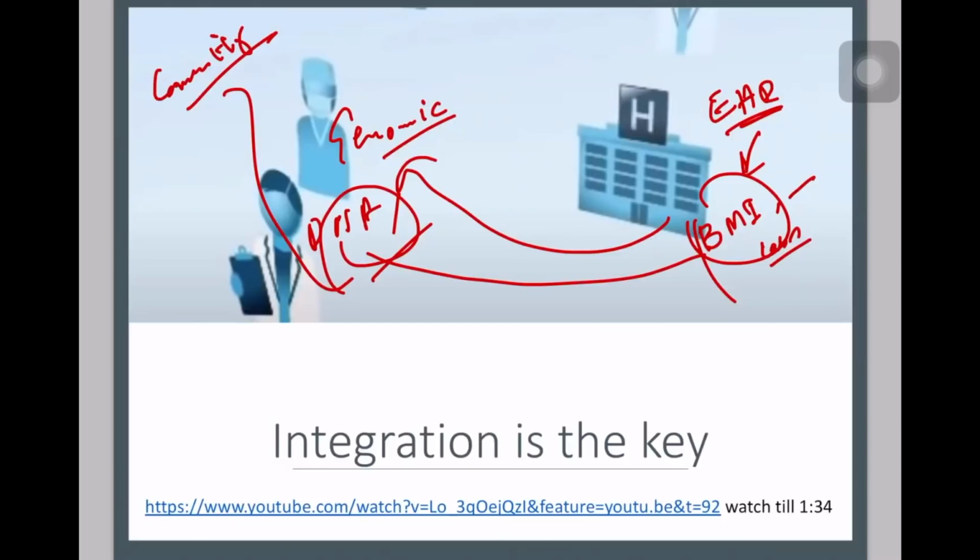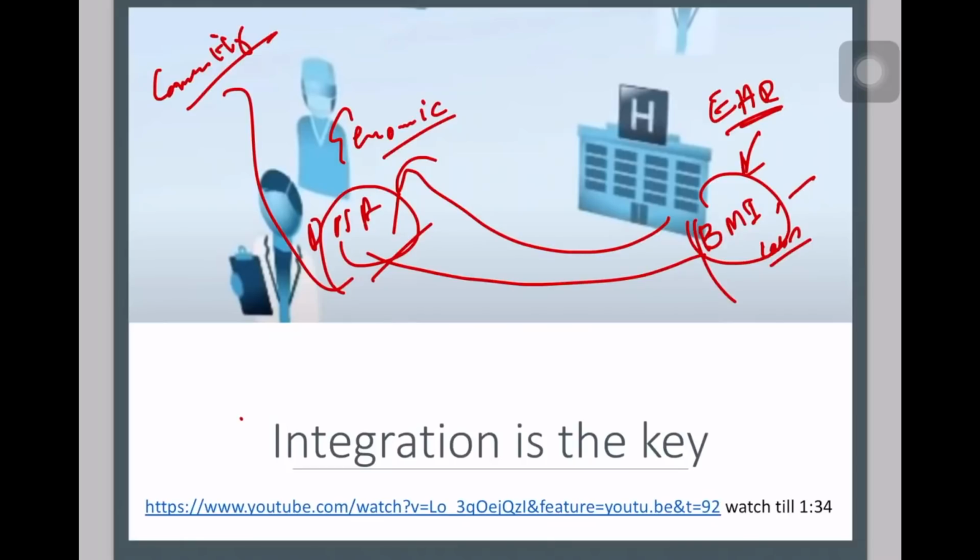We can have some hypothesis based on that, or we can derive some hypothesis driven system we can build based on that. So for that, integration is the key.